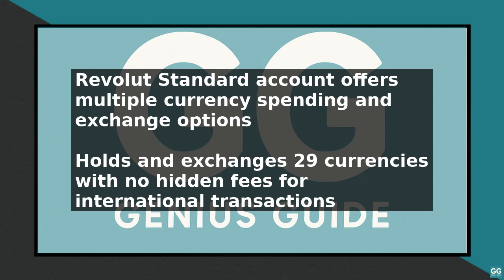One of the key features of the Revolut Standard account is the ability to spend and exchange money in multiple currencies. You can hold and exchange 29 currencies in the Revolut app, and you can also spend money abroad with no hidden fees. This makes it ideal for travelers, freelancers, and anyone who needs to make international transactions.